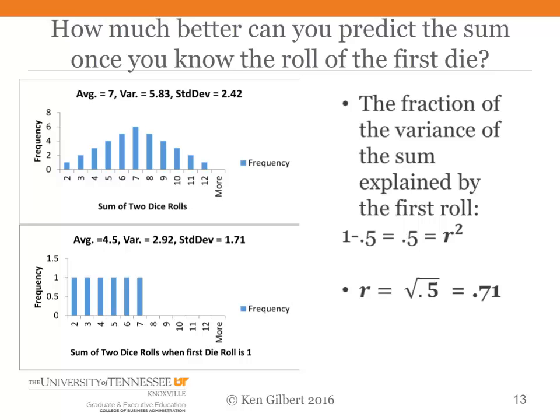But I think you can also guess that r would have to be the positive square root of R squared, since the relationship between the first roll and the sum is positive. So in this particular case, r is going to be 0.71. So in the future, if you were to do a correlation and got an r of 0.71, that would remind you that, oh, this variable explains half of the variation in whatever it is I'm predicting.